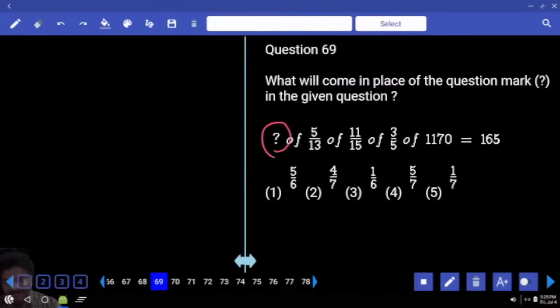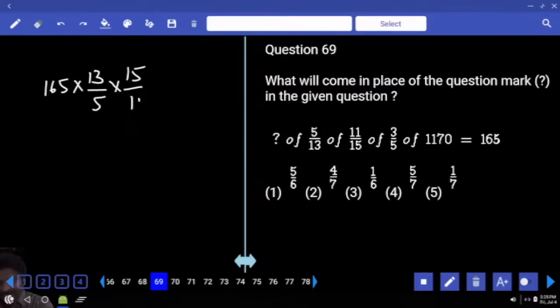X is in left hand side, take all these numbers to right hand side. Already we have 165 into 5 by 13 goes to the other side, 15 by 11, 5 by 3 divided by 1170, correct? Right, wait a minute. 5 3s 15, 15 cancel, okay?